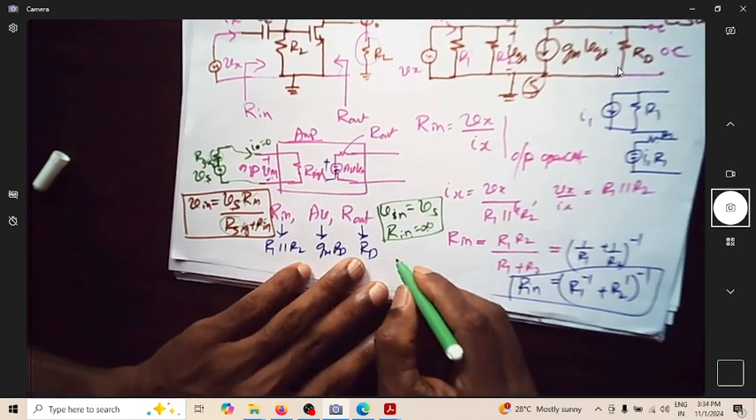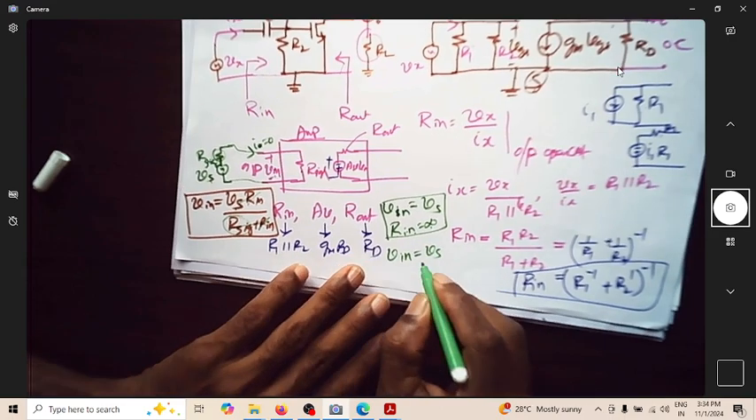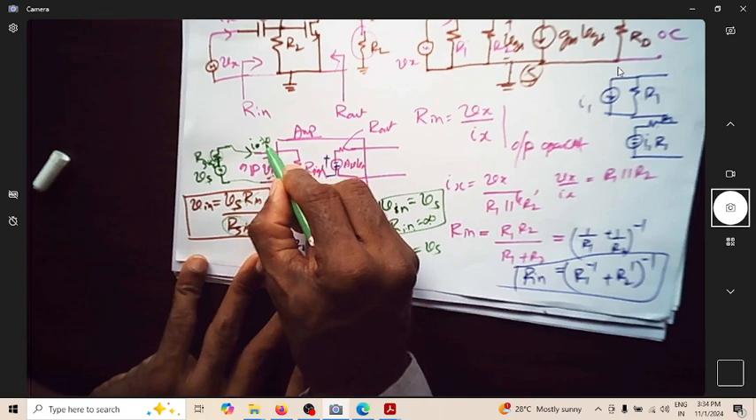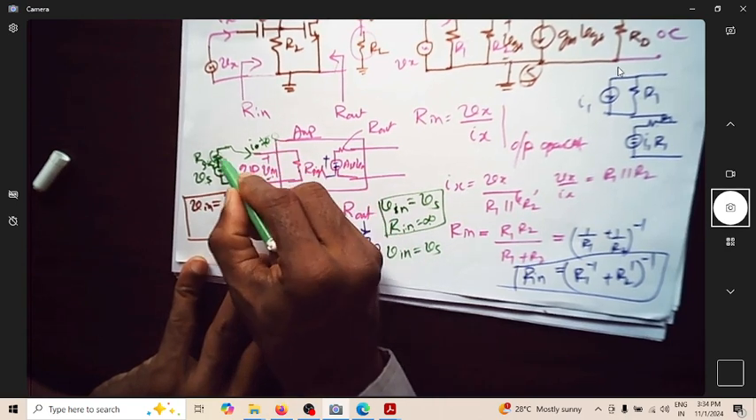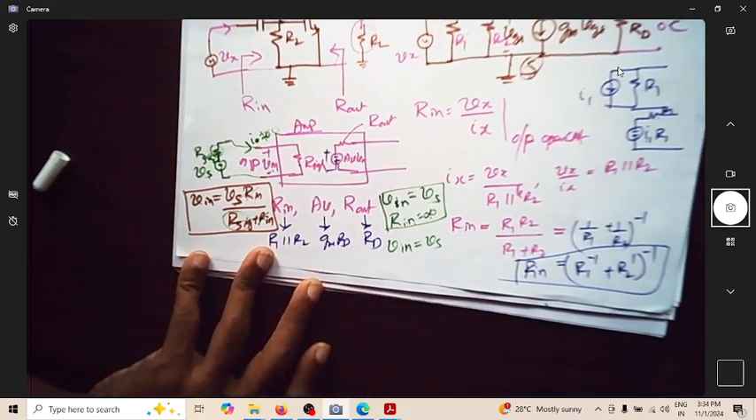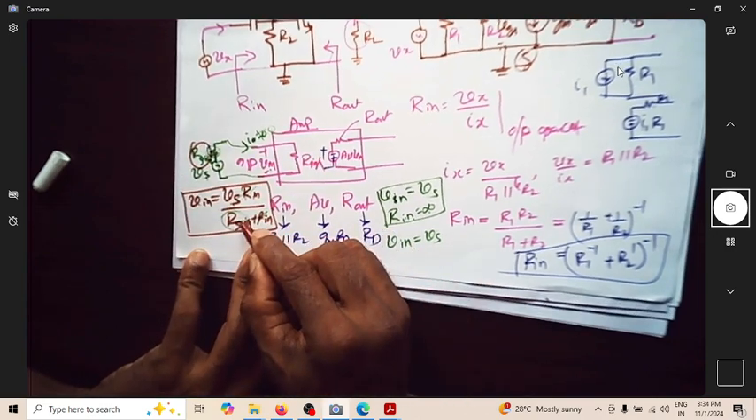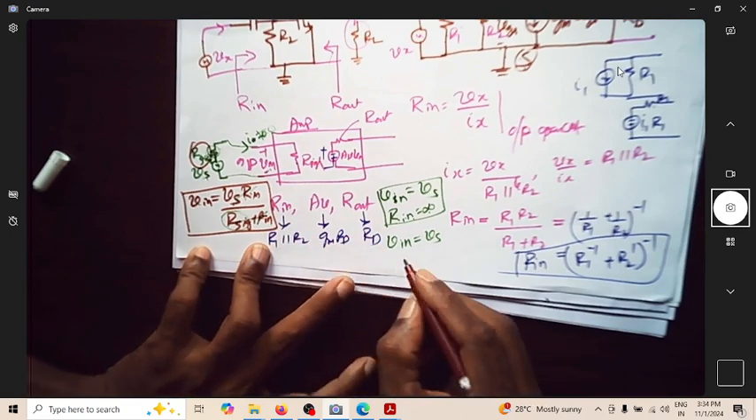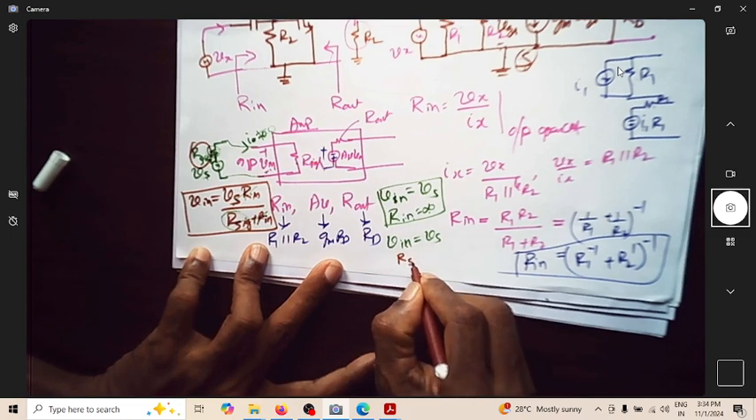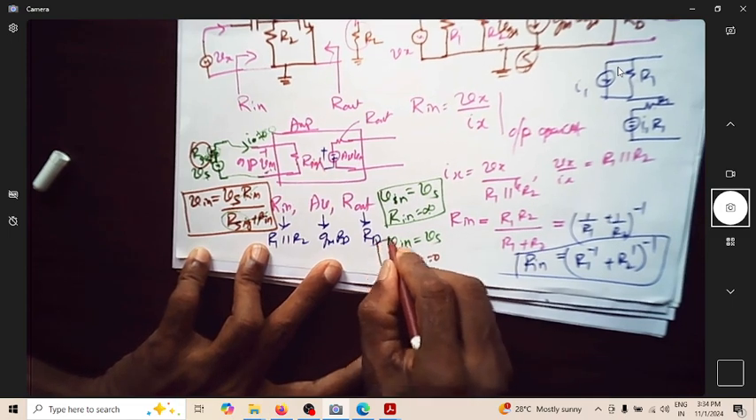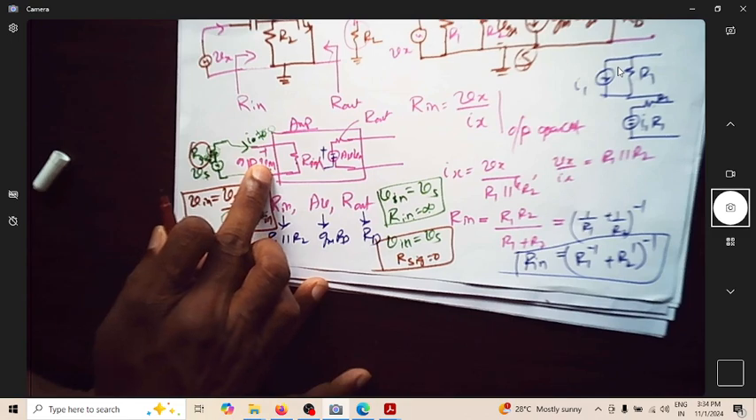What is the other possibility? The other possibility of getting V in equal to Vs is, in spite of the current not being equal to 0, even though you are having some current, if this R signal becomes 0, then R in by R in will cancel out. So you will have Vin equal to Vs. When R signal is equal to 0, the entire source voltage will reach the amplifier.